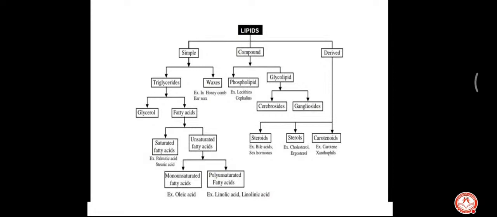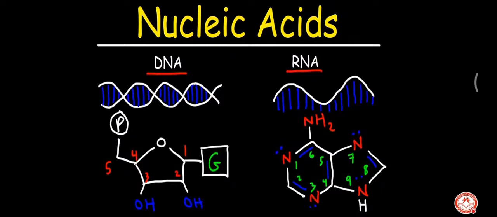Monounsaturated fatty acids, for example oleic acid, are also called omega 9 fatty acids. Polyunsaturated fatty acids are called omega 3 fatty acids or omega 6 fatty acids. Compound and derived lipids we have done already. Now nucleic acids. Nucleic acids contain DNA and RNA. These are very important, and this topic repeats in class 12th in the 6th chapter, molecular basis of inheritance.